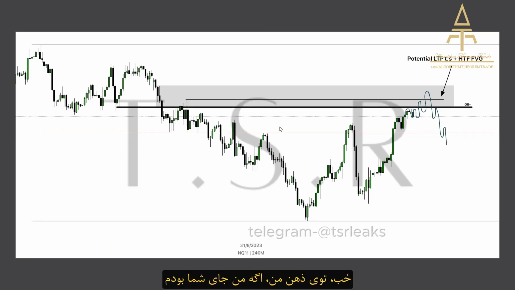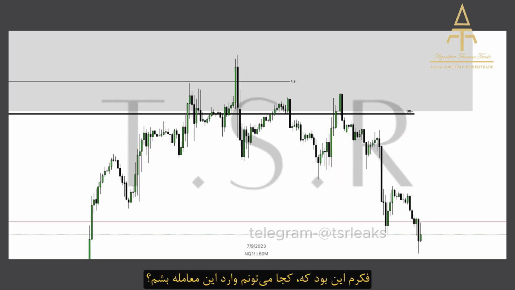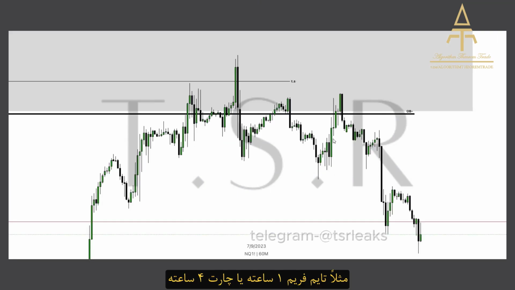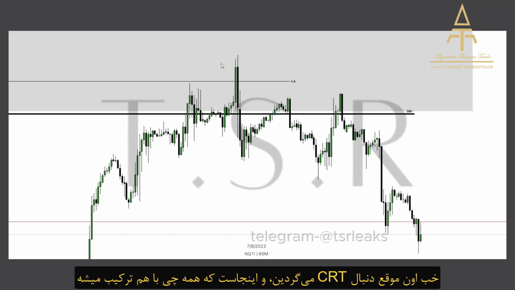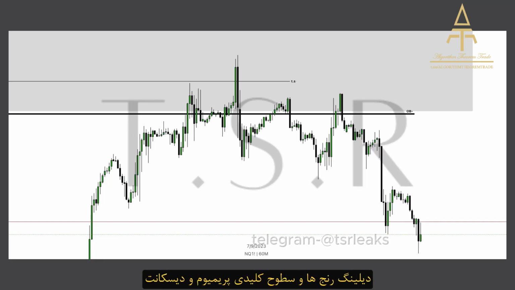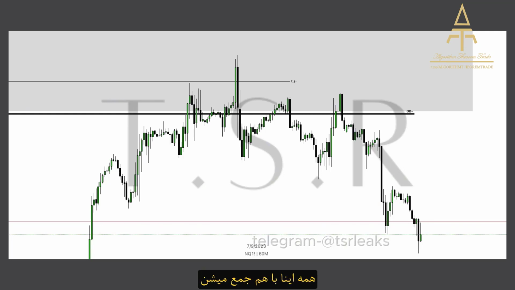Now, what comes to mind when you see this? Well, in my mind, if I was in your position, I would be thinking, where can I enter this trade if I was not entering a higher time frame turtle soup, such as a 1-hour time frame or a 4-hour chart? Well, you would then look for your CRT, and this is where everything combines together. So pay attention here. This is where everything aligns. This is where CRT and market profiling and dealing ranges and premium discount key levels, all of this stuff comes together.